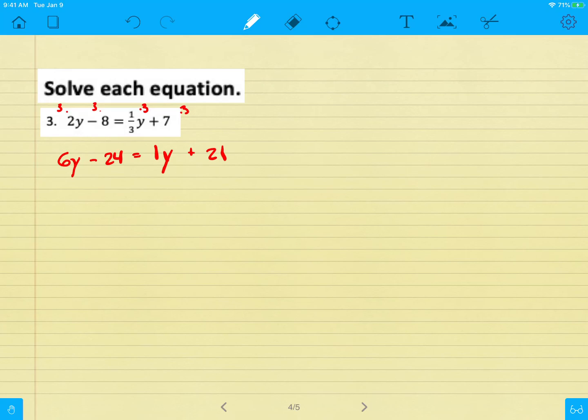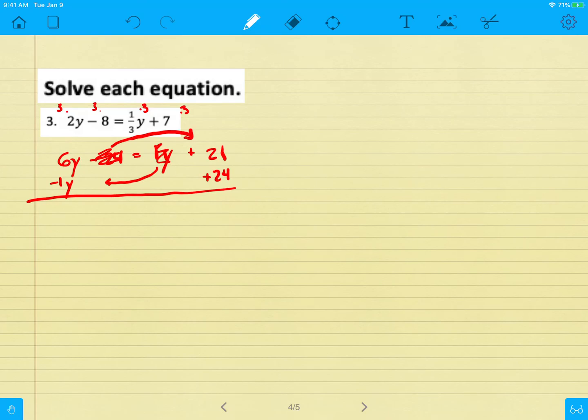All right, so now I'm at this stage. Now this is just a normal problem. I'm going to move the 1y over, subtract the 1y across. Move the 24 across. I'll have to add it to the other side because that's the opposite. That way, when I draw the line here, the 24 is gone here. I moved it over. The 1y is gone here because I moved it over.